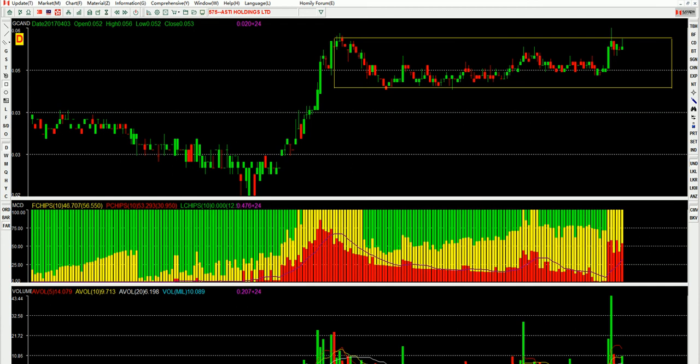Which one has high accuracy? Which one has a high possibility of making money? B. Why B, okay? We can see the price go down, then sideways, then break out.